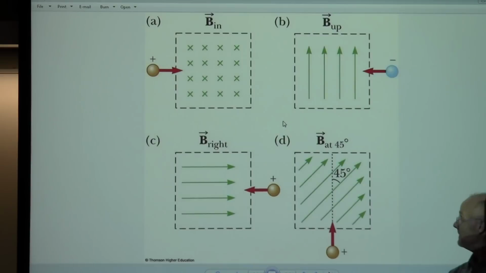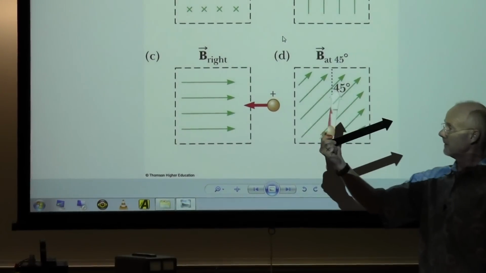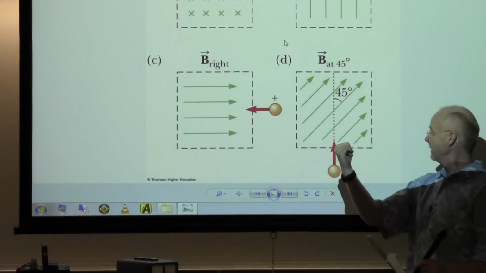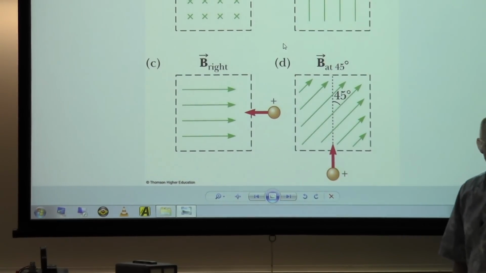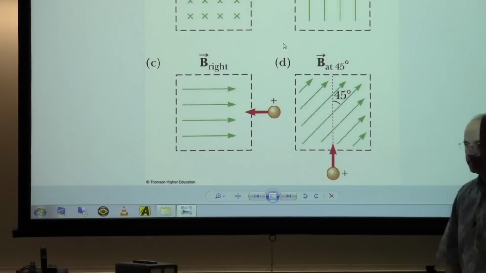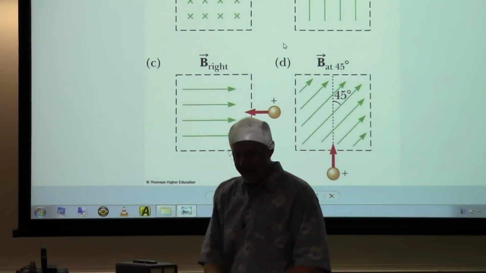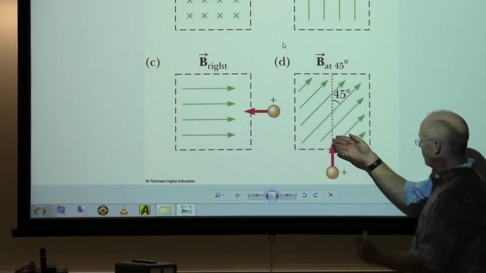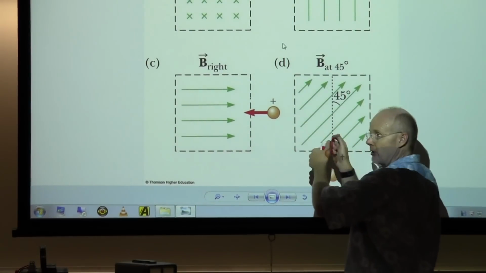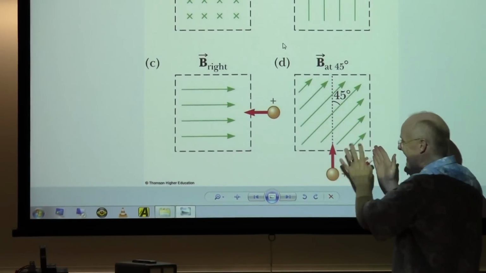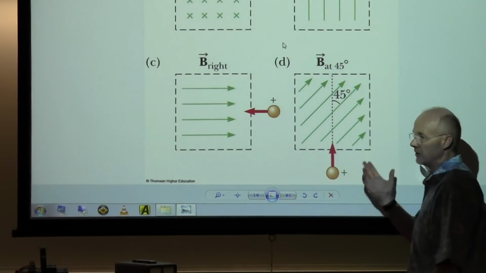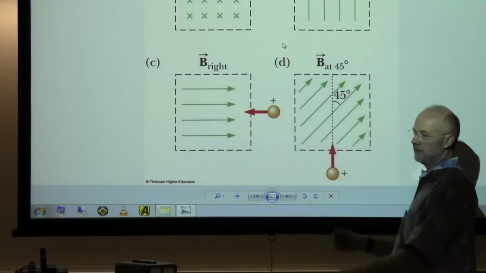Right? V cross B, V cross B into the screen. Right? And so the force, remember, has to be perpendicular to both of them. And this is my favorite one. You don't think that it's off at some angle. It's either into the screen or out of the screen. It has to be perpendicular to both vectors, the velocity vector and the magnetic field. So that means it's only either in or out of the screen.